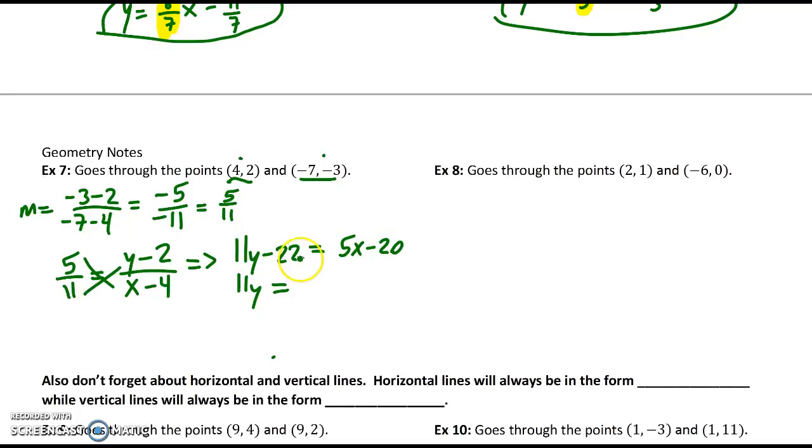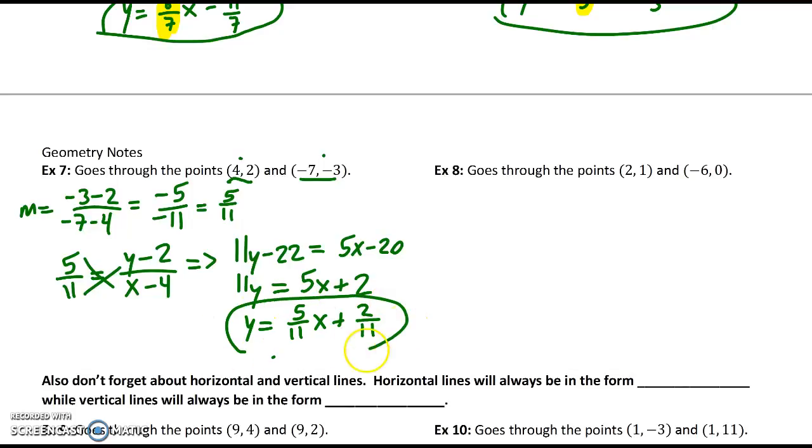Then I get 11y. I'm going to add 22 to both sides, so I get 5x plus 2, and then I divide everything by 11, so it's 5/11 x plus 2/11. And there's my equation. It should go through both of those points.